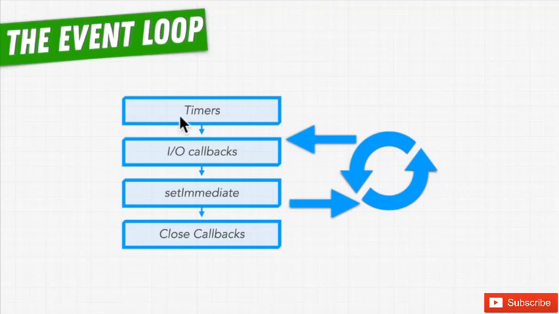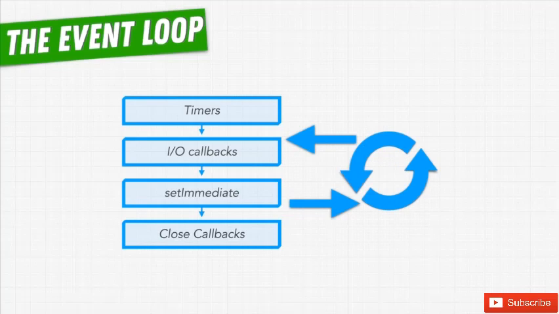So it first checks the timers, asking, are there any timer callback functions to execute? If yes, it runs them. And when it's done, it asks the I/O callback queue, are there any functions for me to execute? Does the callback queue for this phase have something for me to process? If not, or once it's done processing, it moves on to the next phase, and so on, until we start a new tick of that event loop.